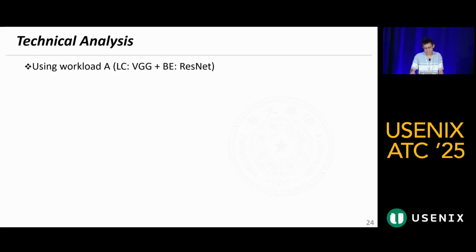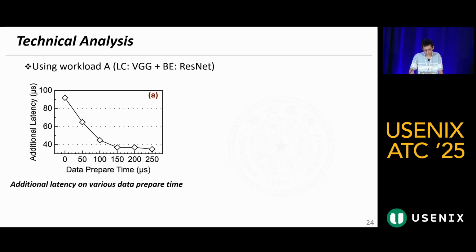For technical analysis, we use workload A, change its data preparation time, and compare the increased latency with running only the LC task. When the data preparation time reaches about 150 microseconds, the overhead caused by the switch can be almost covered, which shows the effectiveness of hint-based preemption.